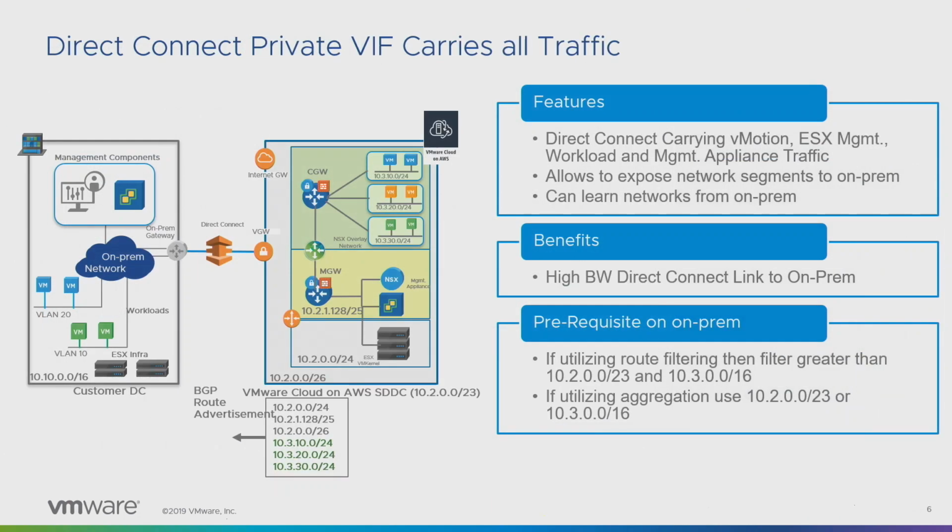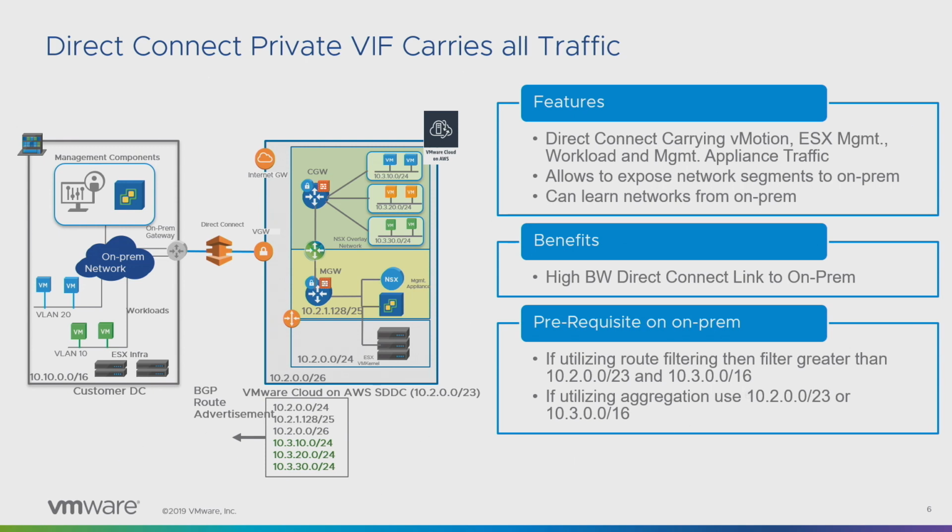Okay, so Direct Connect. Direct Connect is a very good option for this hybrid cloud connectivity: high bandwidth, low latency. And now with NSX SDDC, we can carry all the traffic over Direct Connect: vMotion, ESXi management, workload traffic, management appliance traffic. So you don't need any VPNs. You can just set up this Direct Connect and carry all the traffic over it.